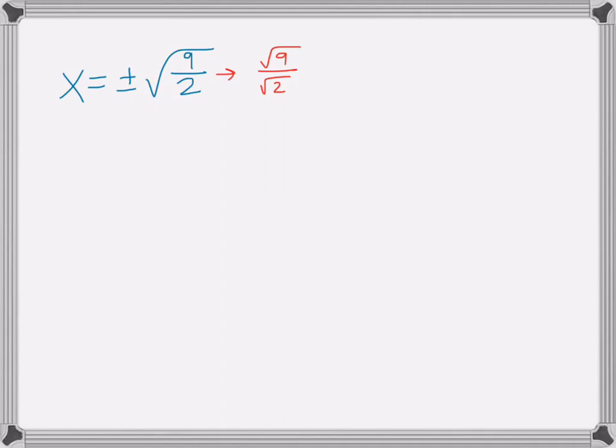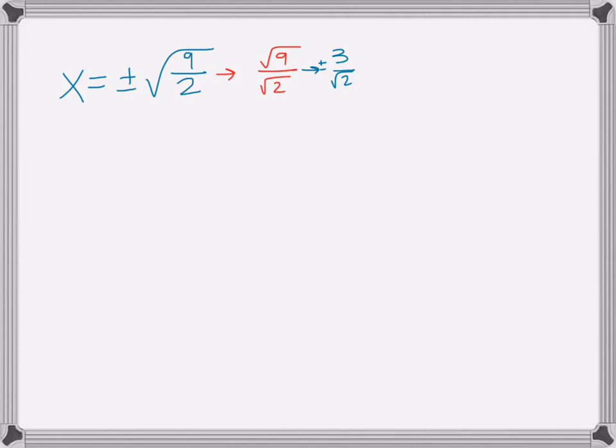Now some of you might say, oh, I already know what radical 9 is. That equals 3, and you'd be correct. So plus or minus 3 on top. But radical 2, if you actually try to type it into a calculator, 2 is not a perfect square, meaning you get a decimal of some kind. So let's just leave it, because I want this to be an exact answer.